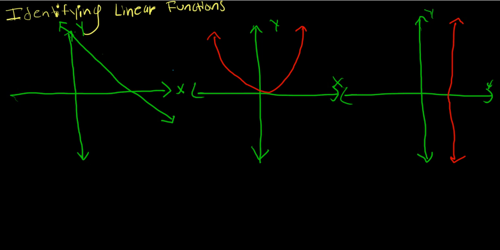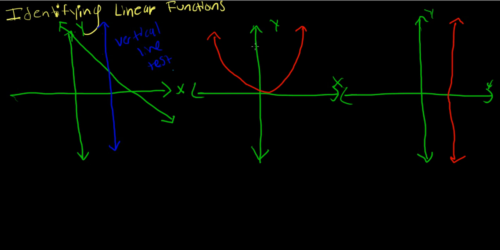Each domain value is paired with exactly one range value. That basically means each x value is paired with one y value. So the graph forms a line. This is a function, and it's a linear function. As you can see, we did the vertical line test to test it, and it only intersects at one point. A linear function is a straight line and a function. This graph has both of these qualities.